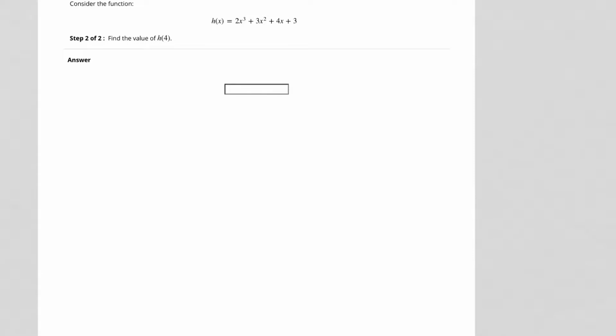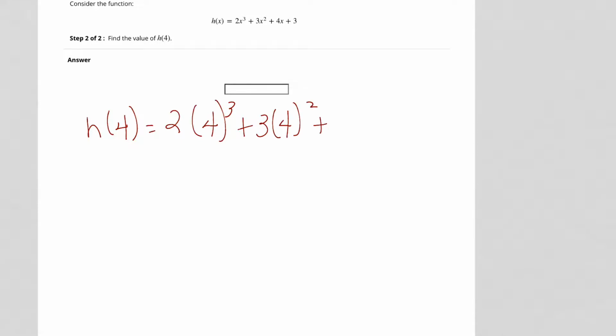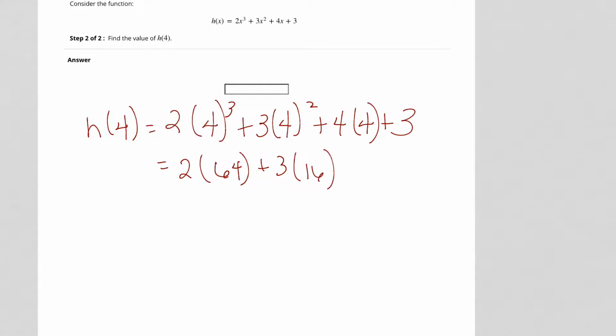Here we have the same function. H of x equals 2x cubed plus 3x squared plus 4x plus 3. And now we're finding h of 4, which equals 2 times 4 to the third power plus 3 times 4 squared plus 4 times 4 plus 3. 2 times 4 to the third is 64, plus 3 times 4 squared is 16, plus 4 times 4 is 16, plus 3.